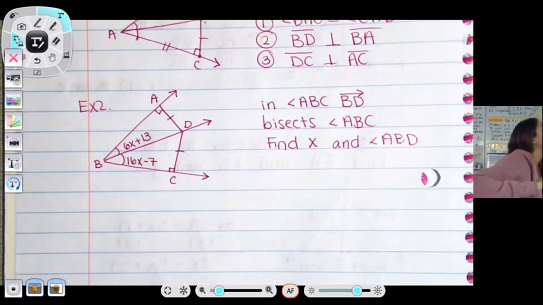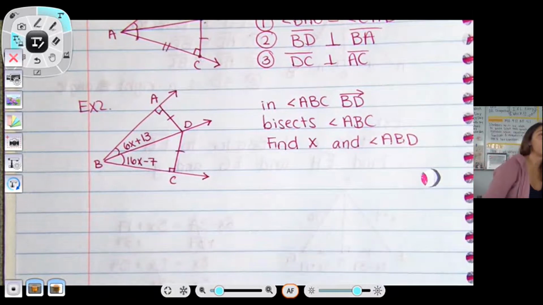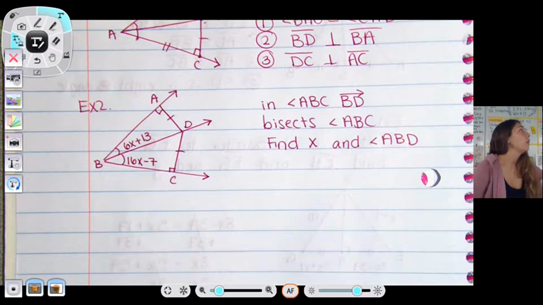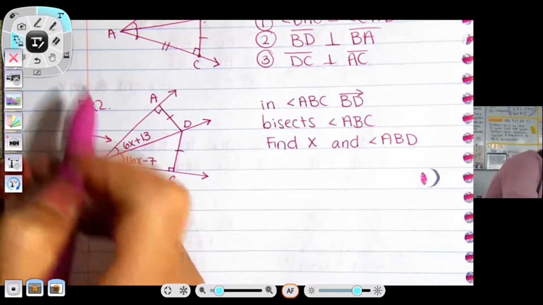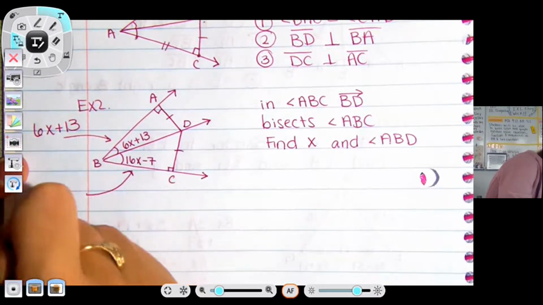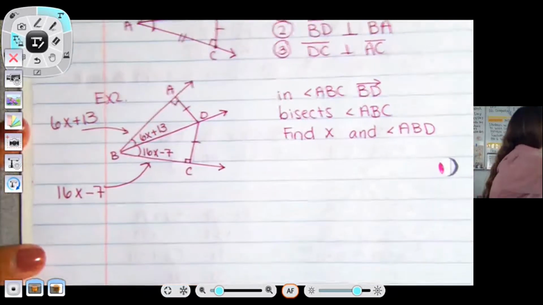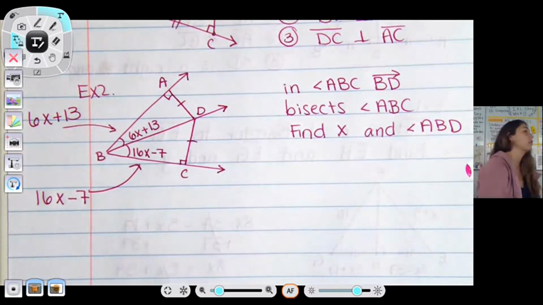So take a minute. It's an angle bisector, so they're congruent. Bisect literally means that they're the same. Like on the side, this one is 6x plus 13, and this one is 16x minus 7. Does that help? So that's 6x plus 13 equals 16x minus 7? Yes. So solve for x, plug it back in, and find your angle.